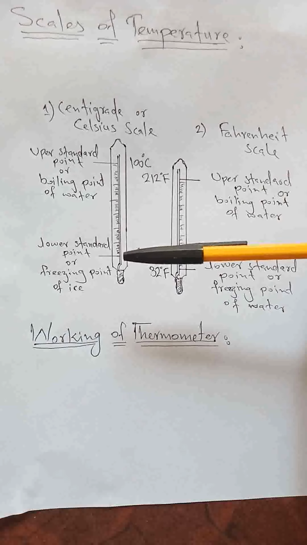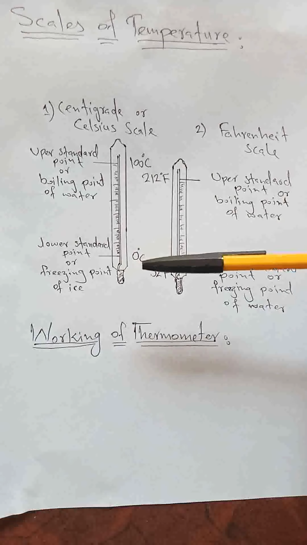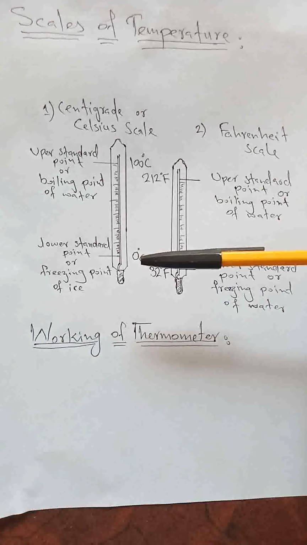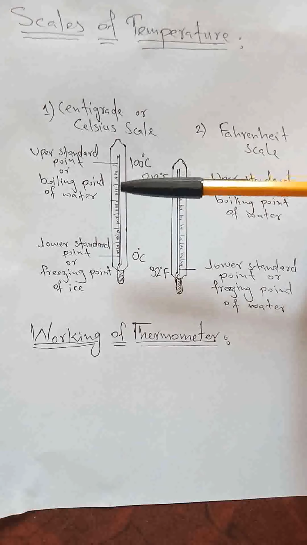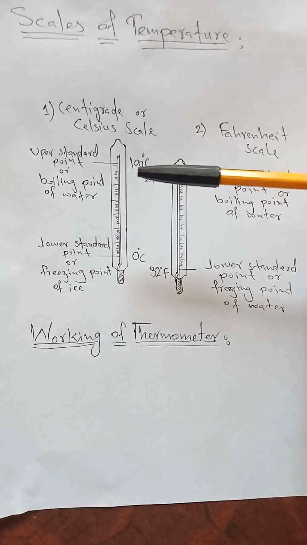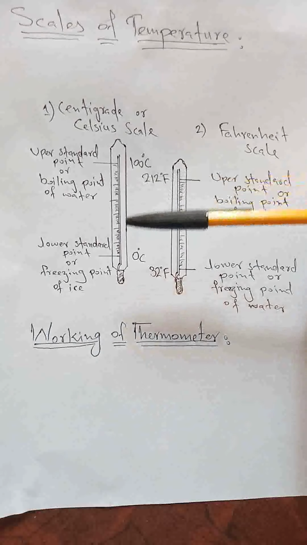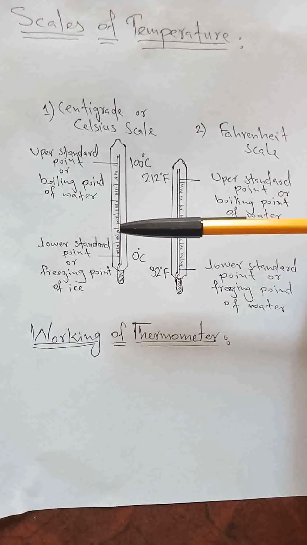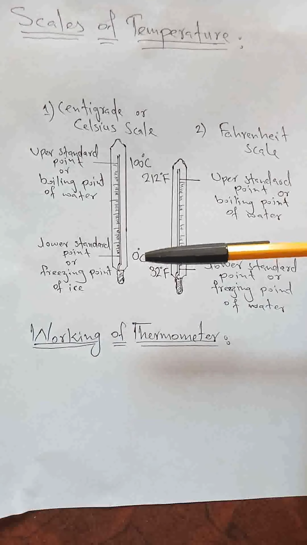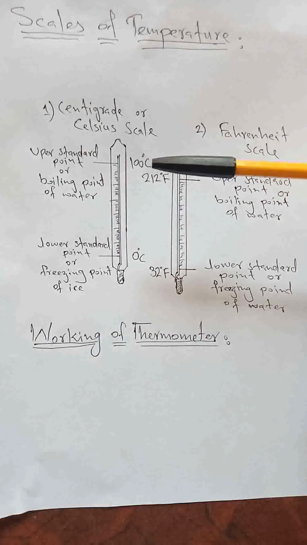This one is called the lower standard point or freezing point of water, means ice. Label is 0 degree centigrade. This one is called the upper standard point or boiling point of water, marked as 100 degree centigrade. Each division on a Celsius scale is called degree centigrade and labeled as C. You can see clearly here that it is C. It is also C.